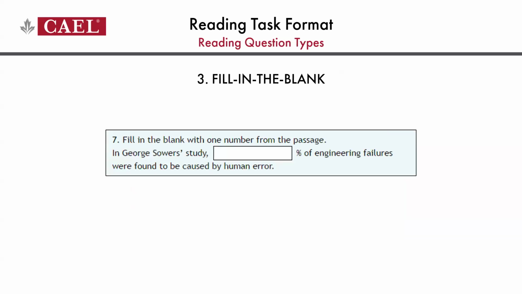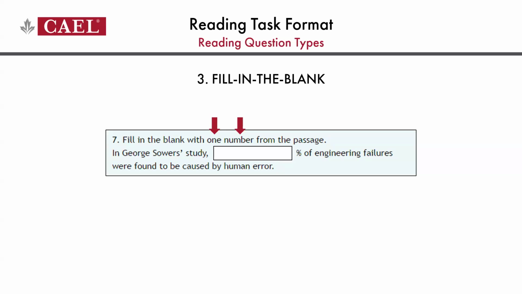Sometimes there will be these fill in the blank type questions, and the instructions are very clear and precise about what you're supposed to type into that white box. So this tells you to put 1 number from the passage. And when you look at that little white box below, you'll notice it's a percentage that you're looking for, a percentage of engineering failures. And it even says that this percentage is found in George Sauer's study. So you'd likely want to find George Sauer's name in the passage and find the percentage number. And then, of course, type with your keyboard into that white space.